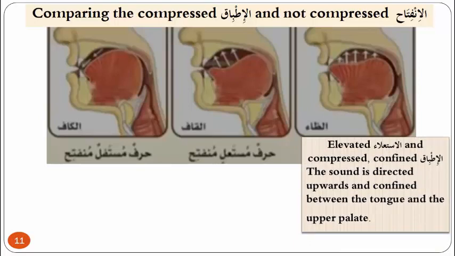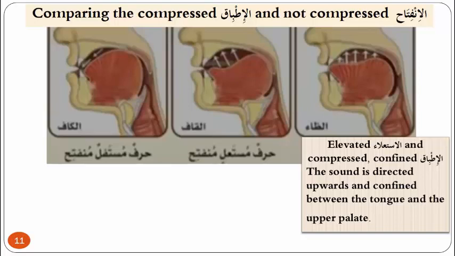Alright, the letters that are itbaq but also elevated. All the itbaq letters are isti'ala, are musta'aliyah, they are elevated. All of the letters of itbaq are elevated. The sound is directed upwards and confined between the tongue and the upper palate. So all of the itbaq letters are musta'aliyah, they are elevated, right? So we don't have any problem with that.